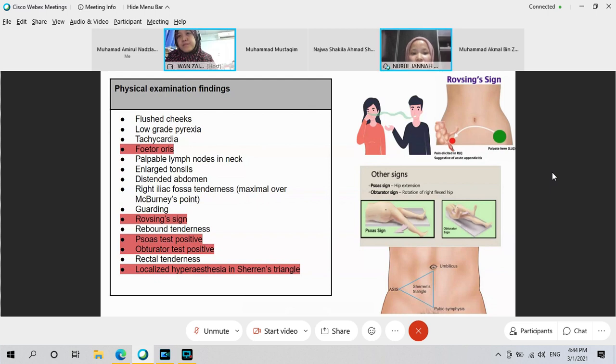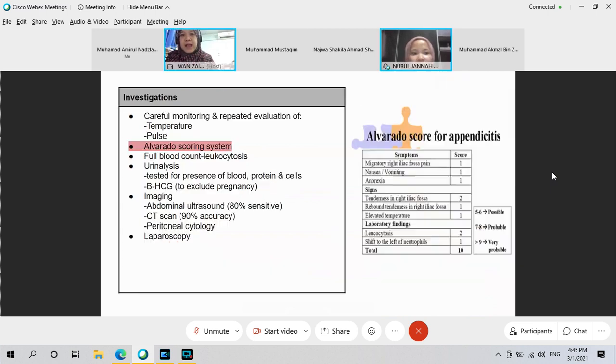Alvarado score. Yes. Next, I'm going to talk about it here in the investigation. Okay, so let's look at the Alvarado score.